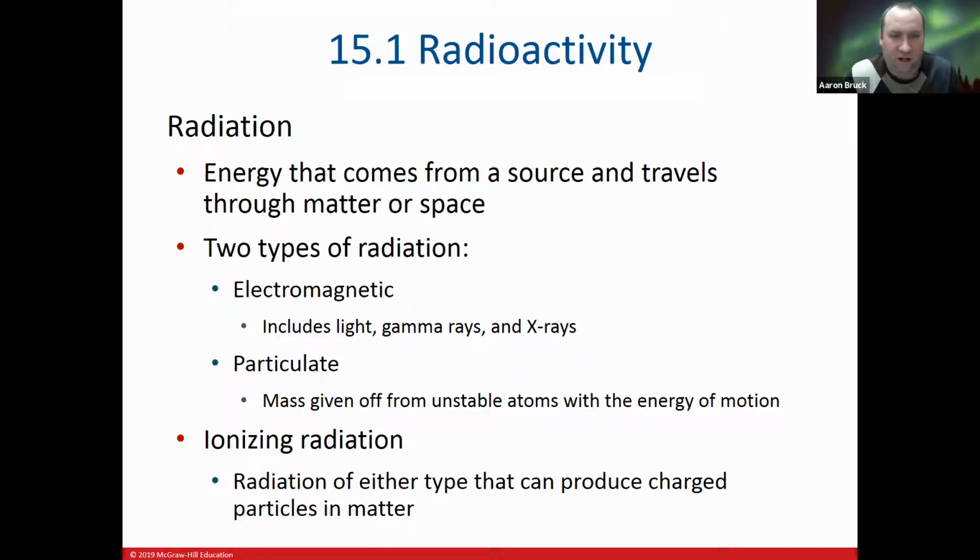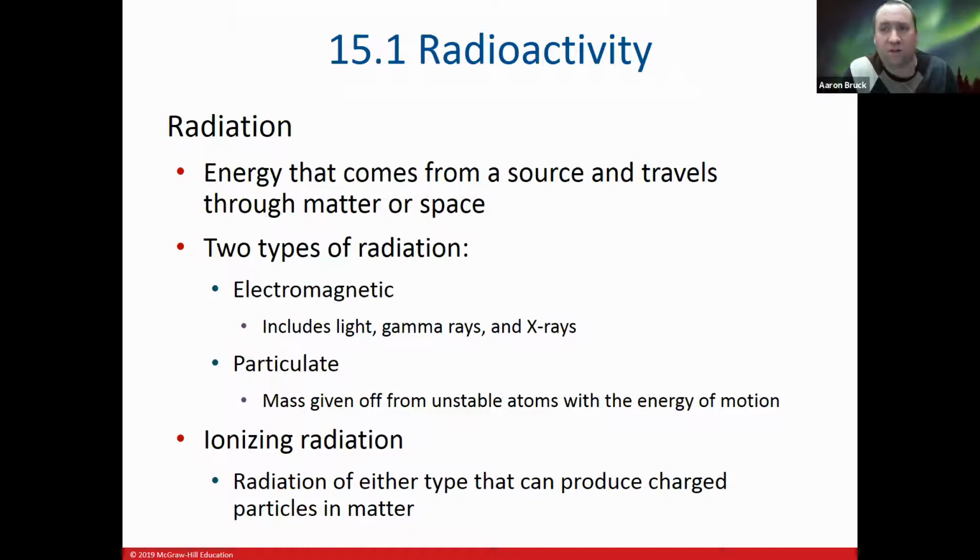The other part of radiation comes from the particulate. That is, there is a mass, a particle that is given off when unstable atoms disintegrate, break apart. And that disintegration comes with a particle, and that particle has a certain amount of energy associated with it, and it usually comes with a release of electromagnetic energy as well.